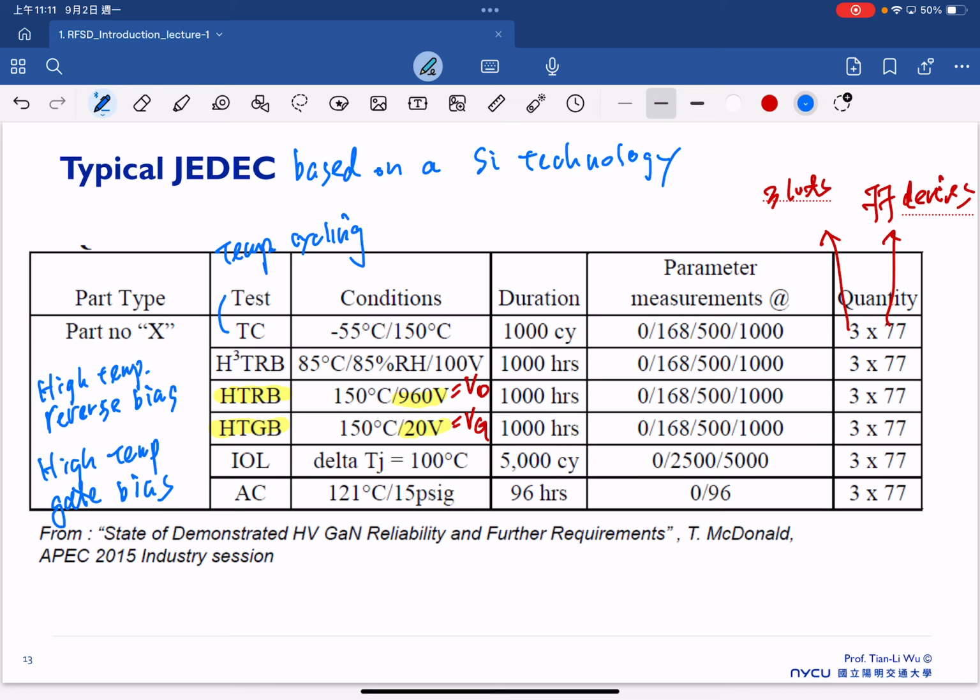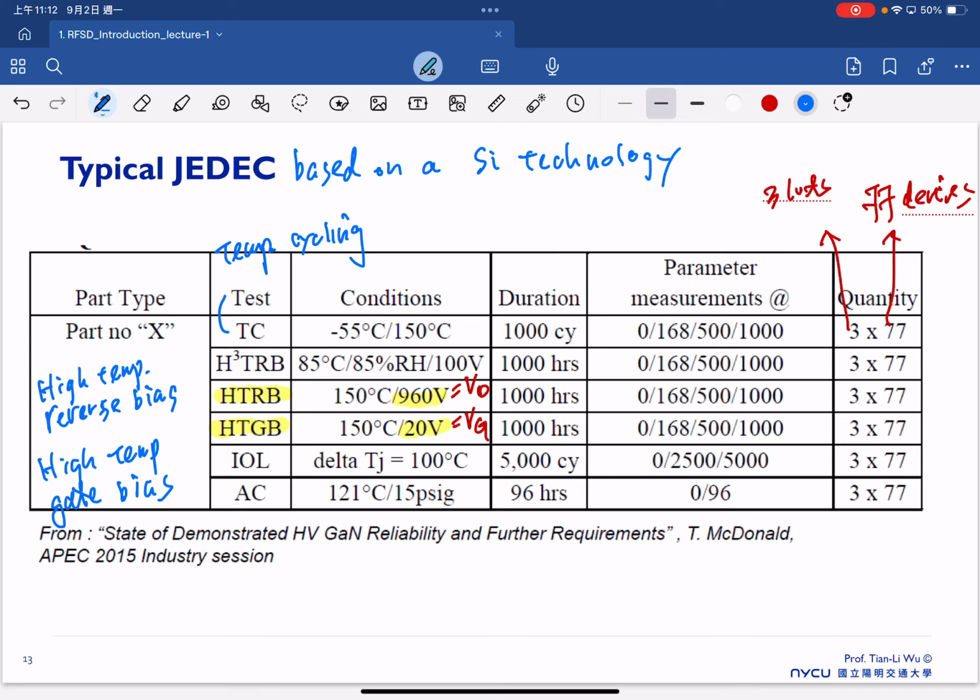But the issue is, why we have these standards, but why do we still study reliability? The issue is because this standard is based on very old silicon technologies. As you know, the evolution of our technology is very fast. Every 2 or 3 years, we come out with a new technology. So every time we need to redefine the JEDEC again.